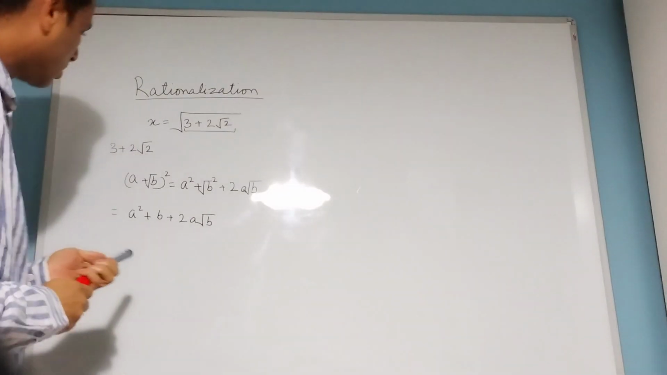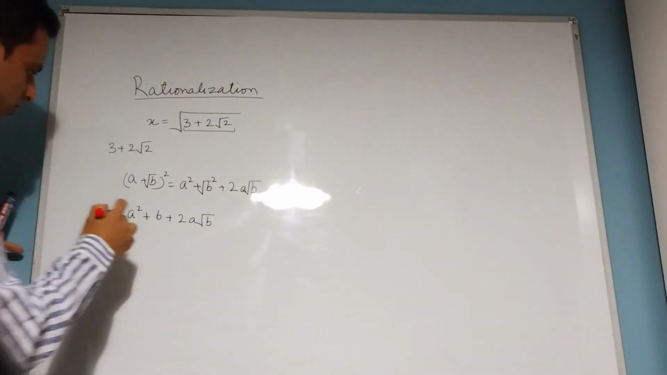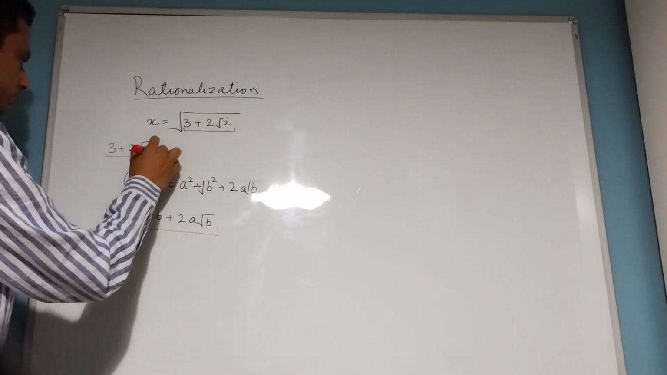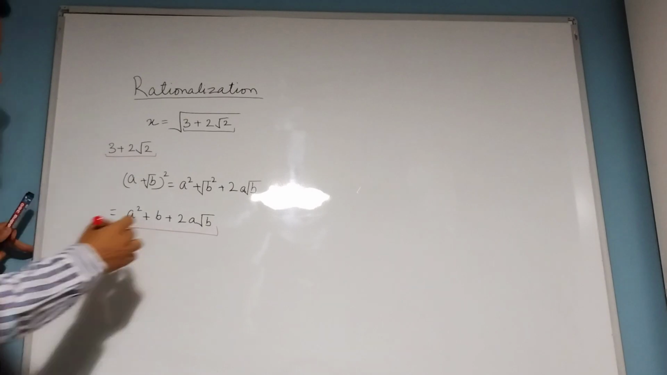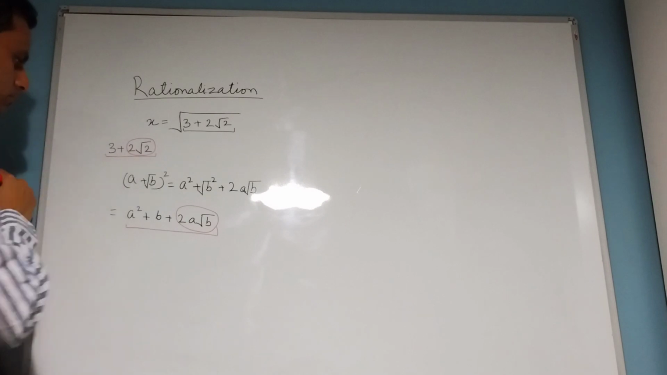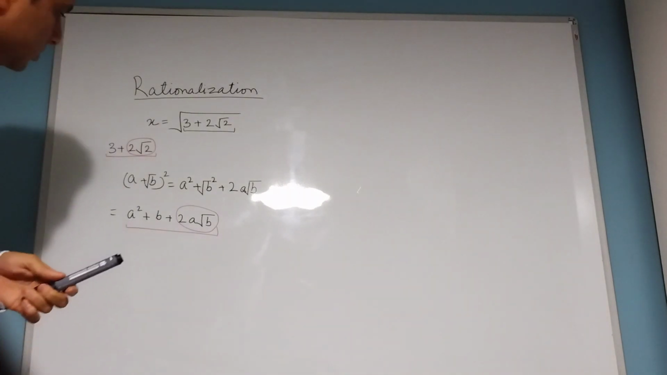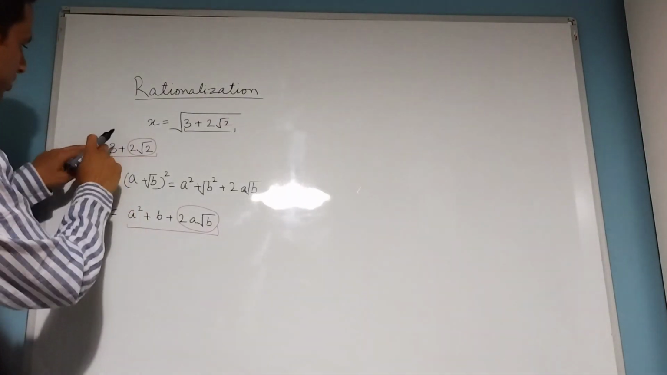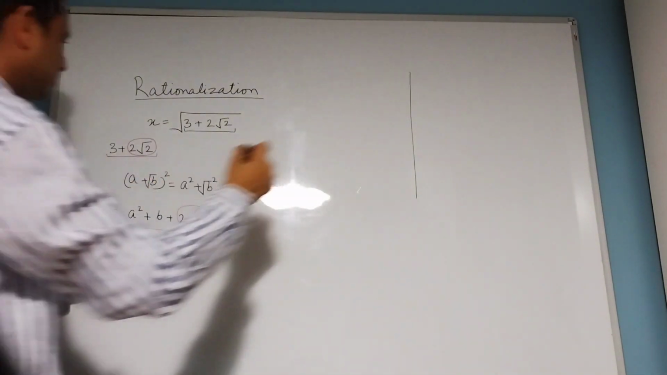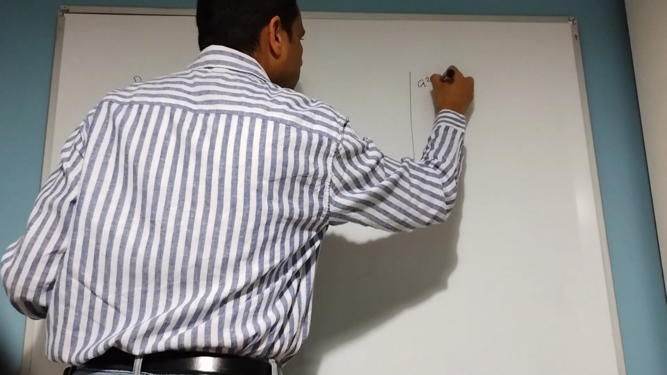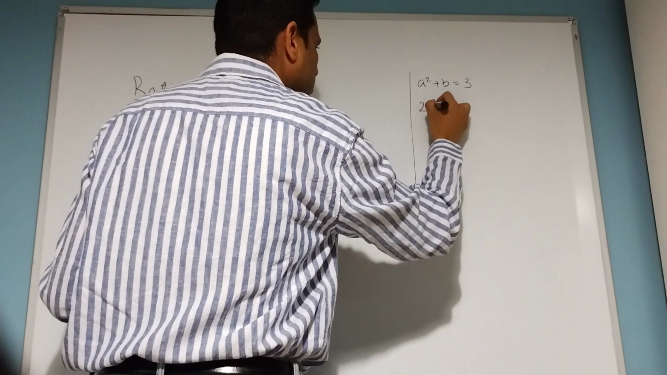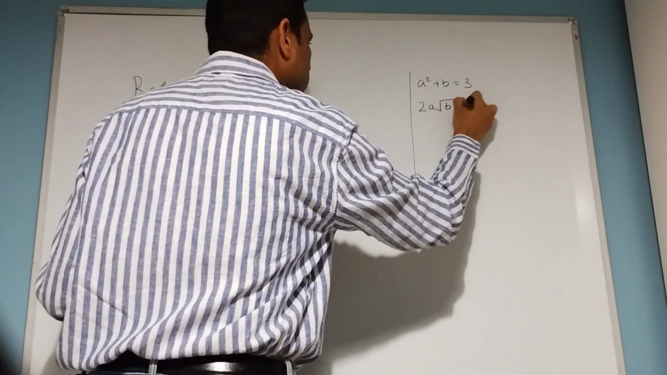Now if we try to compare this a squared plus b plus 2a root b with this expression, we find that 2a root b is actually 2 root 2. Let's try to compare this, and a squared plus b equals 3. Just write down the findings on the right side. A squared plus b equals 3, and 2a root b equals 2 root 2.